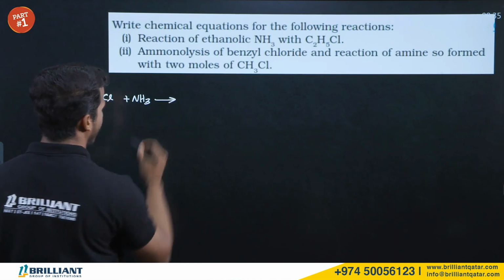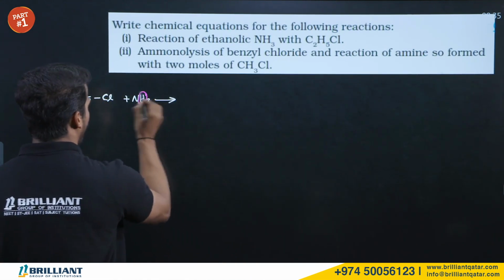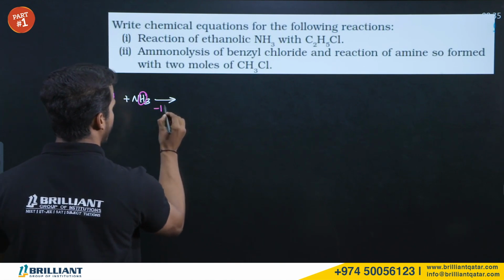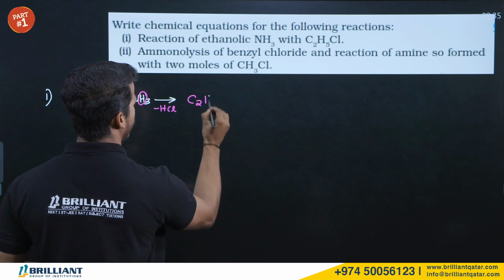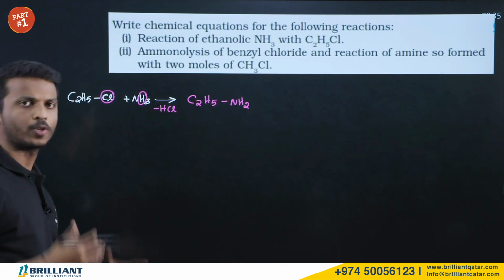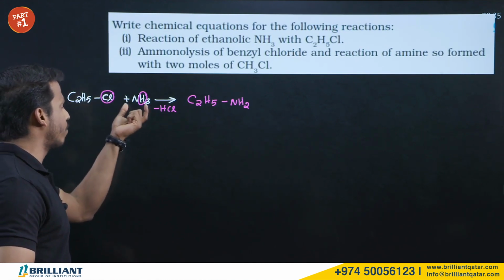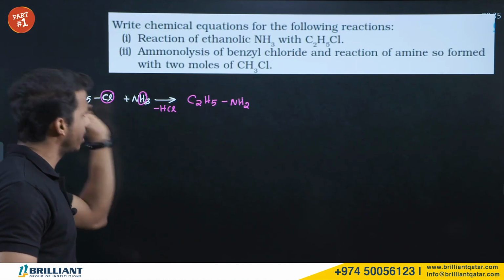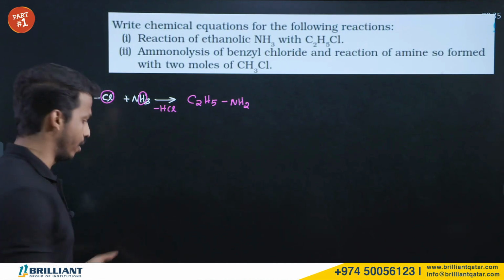We can say that one hydrogen from ammonia and the chlorine are removed as HCl, and you will get the compound C2H5NH2. Very simple procedure. From your haloalkane, take the halogen, and from ammonia, take one hydrogen, remove HCl, and C2H5NH2, the product, is ready.